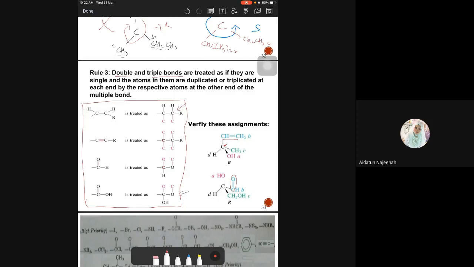Okay, after you convert this structure into this, then only you go back to rule number 1 and rule number 2. If they have the same atoms that attach to the first carbon, okay, try to look for the point of difference. Okay, you proceed along the way and see the first point of difference.